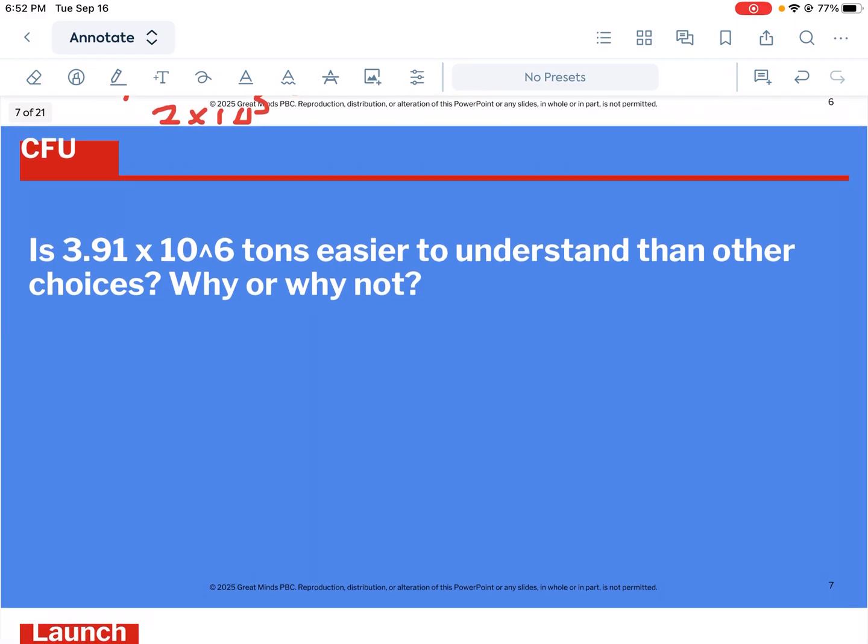Here's another check for understanding. Maybe just let this marinate, but I'll read it for you. Is 3.91 times 10 to the 6 tons easier to understand than other choices? Why or why not? Just take a few seconds to marinate on that to yourself. When you're done, come back.